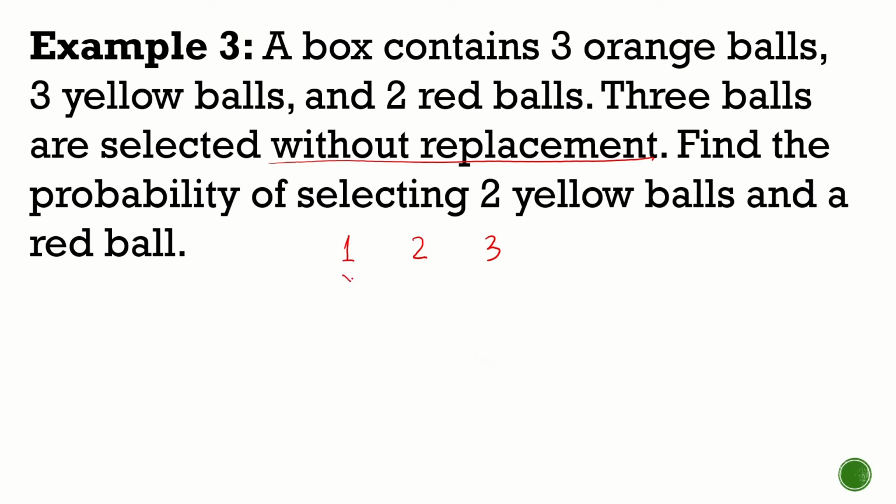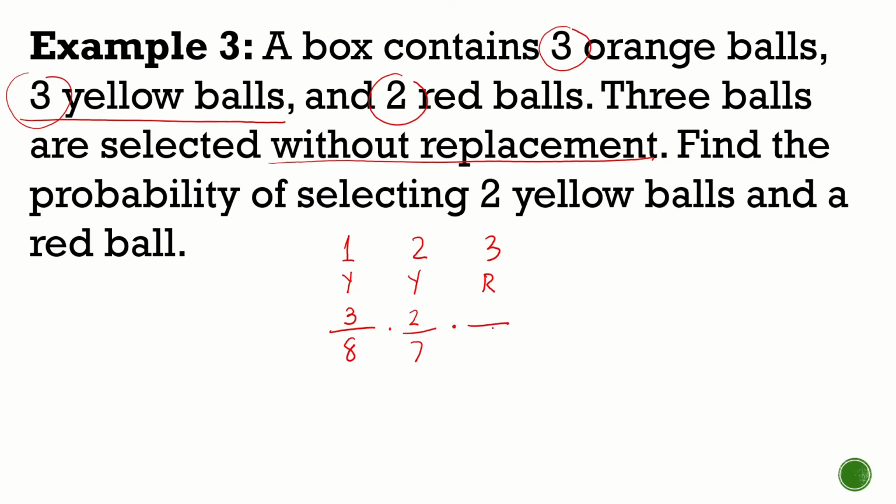So let's say we want yellow here, yellow on the second, and we want red on the third. Okay? So on the first try, how many yellow do we have here? We have 3, right? So that's 3 over, and how many balls do we have here in total? So 3 plus 2 is 5 plus 3 is equal to 8. So that's 3 over 8. On the second try, we want another yellow. So that means 3 minus 1, that's 2, without replacement. 8 minus 1 is equal to 7, times.